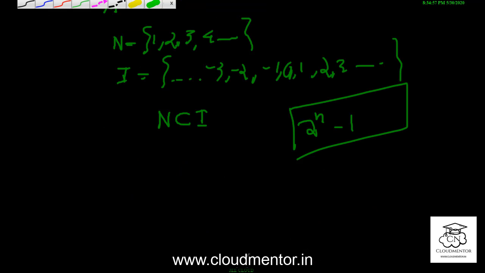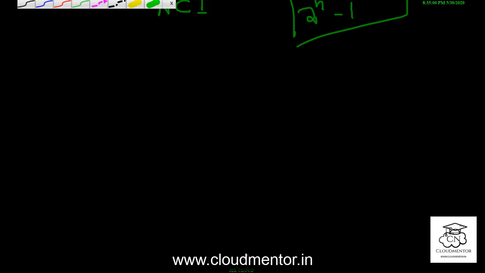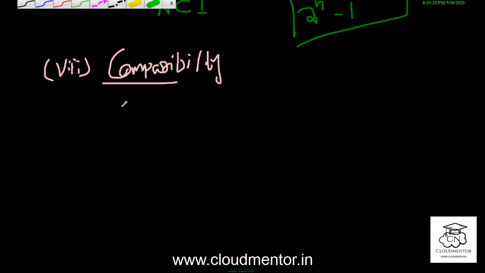and now what do you mean by the comparability of sets? Two sets A and B are said to be comparable if either A is a subset of B, or A is a proper subset of B, or B is a proper subset of A. Otherwise, A and B are said to be incomparable.